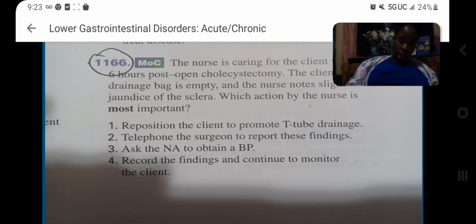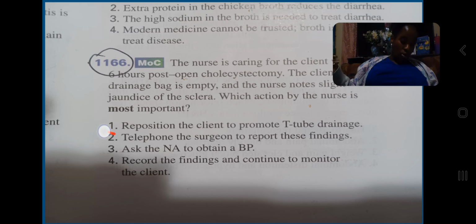Why? Record the findings and continue to monitor. There's a complication already happening, so I'm going to telephone the doctor. Why is it so bad? Because jaundice is indicating that you are closer and closer to the ammonia buildup. Ammonia buildup can cause coma and death.